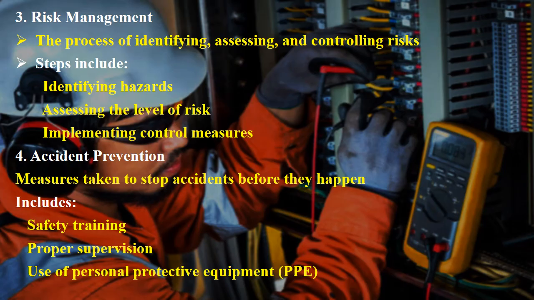Prevention of accidents includes safety training. It's one of the measures by which we can prevent accidents from happening. Workers must attend safety training before they are put to work. We have proper supervision. They must work under supervision. Workers must use PPE, or personal protective equipment, to avoid accidents.